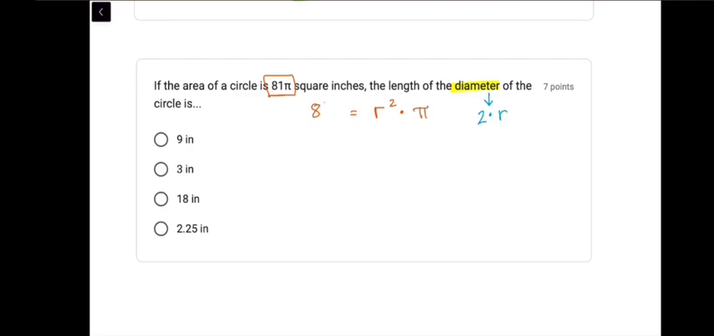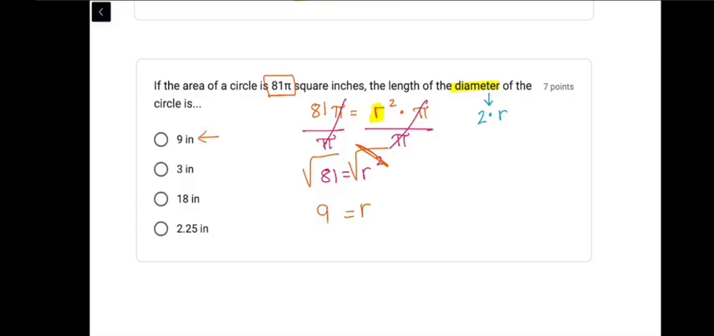I'm going to go ahead and plug in 81 pi for my area, and I'm going to solve for r. So I'm going to divide both sides by pi. Pi goes away, pi goes away. I'm left with 81 is equal to r squared. But I don't want r squared, I want just r. So in order to cancel out a power 2, I take the square root on both sides. The square root and the square cancel out, leaving you with the radius is equal to the square root of 81, which means what number do you multiply by itself to get 81? And the answer to that would be 9.